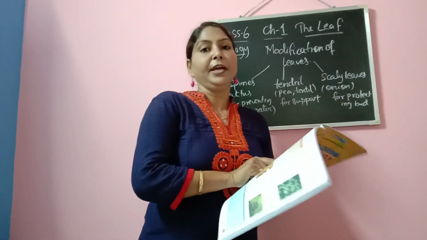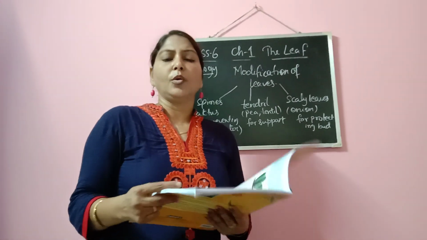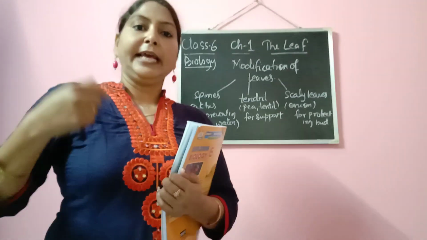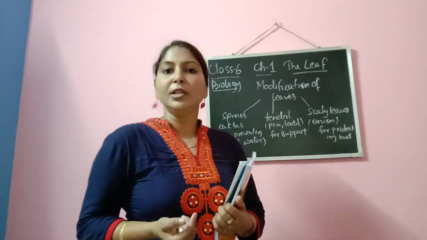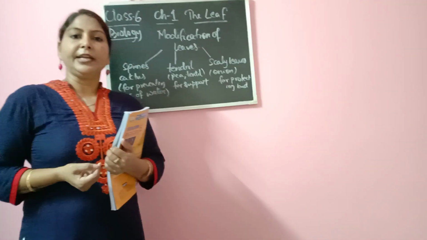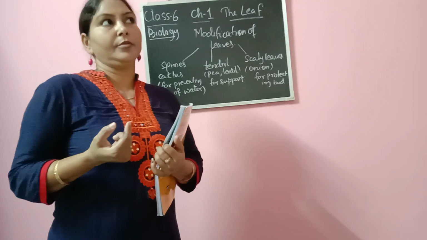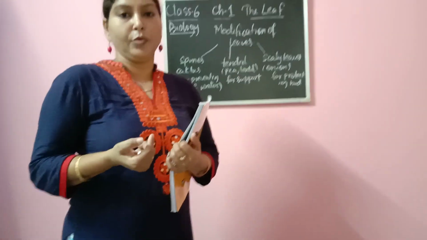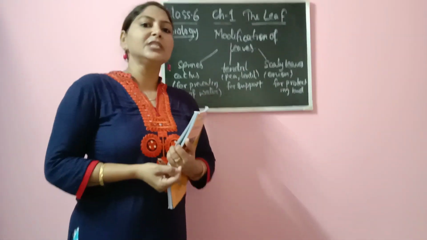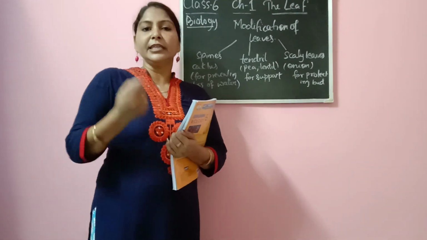And the last topic, we are here with insectivorous plants. Now you see, all the plants do not prepare their own food. All the plants are not green in color, and if they are not green in color, then they will not be able to produce their own food. They will not be able to synthesize their own food. That means photosynthesis will not be there.